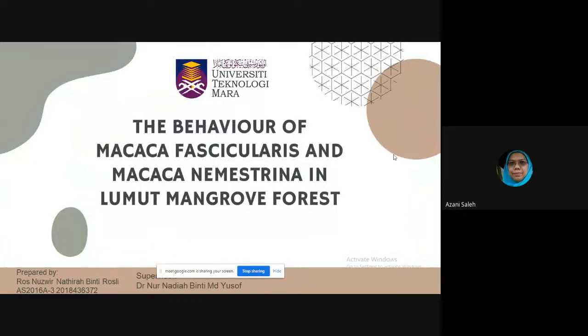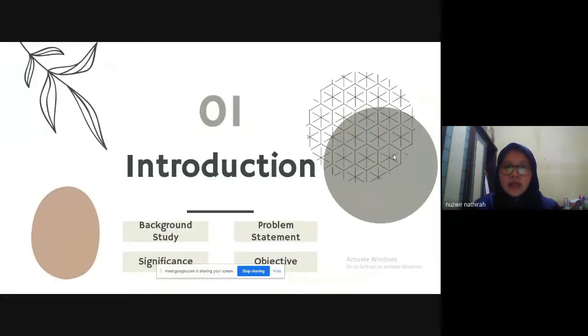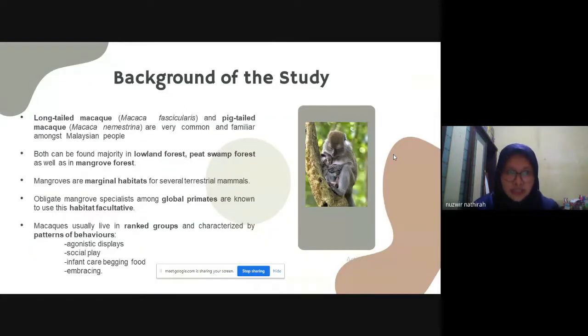Assalamualaikum and hi, my name is Ruznu Zunatira binti Rosli. I'm from AS201-683. So today I will present my final year project entitled The Behaviour of Macaca fascicularis and Macaca nemestrina in Lumut Mangrove Forest. So I start with the background of the study.